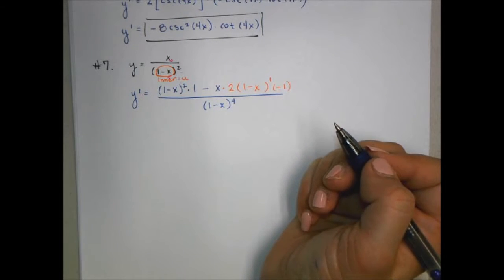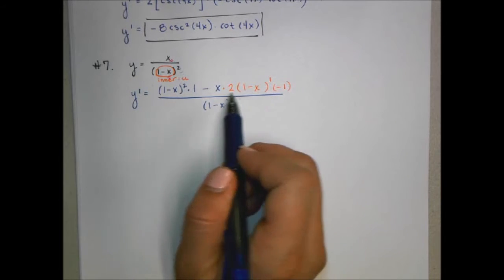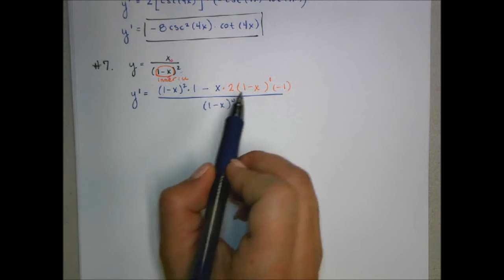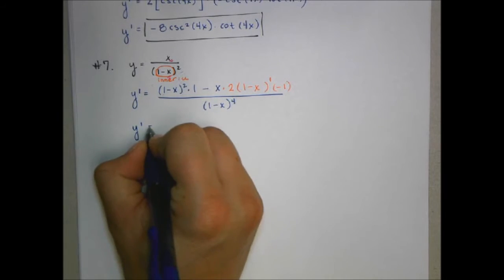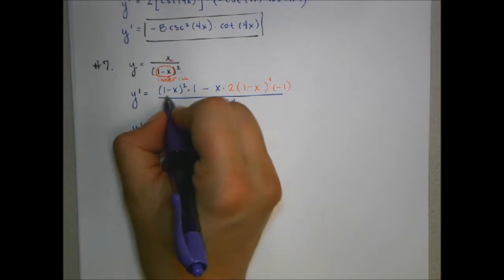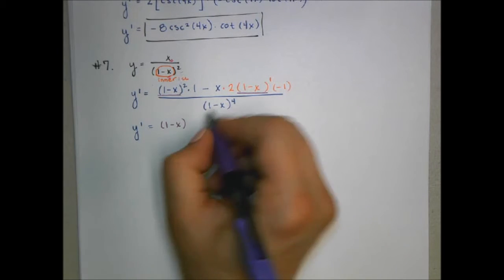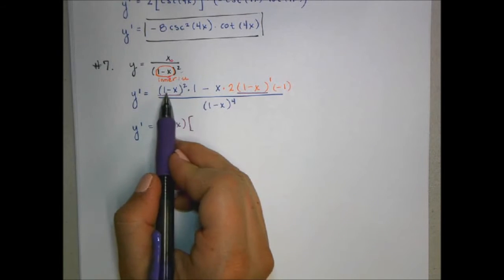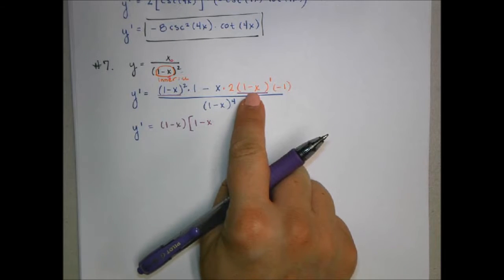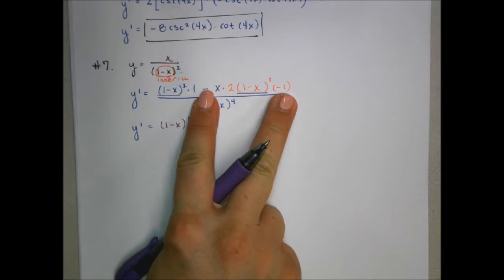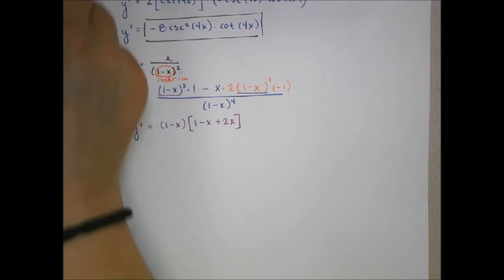All right, so now it's a matter of cleaning up. So you have a good amount here on top to clean up. We could factor out a 1 minus x from both terms, so I'm going to do that there. Both of these have a 1 minus x. So if I've done that, I'm left with one more 1 minus x. And over here, if this term is gone, we're left with a plus 2x. So that cleans up really nicely, all over 1 minus x to the 4th power.